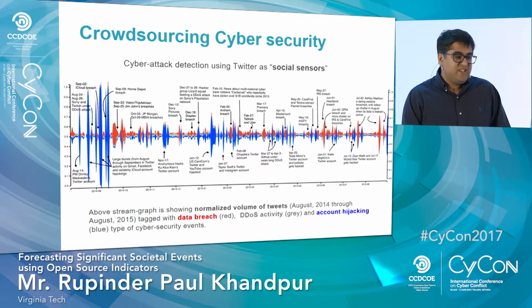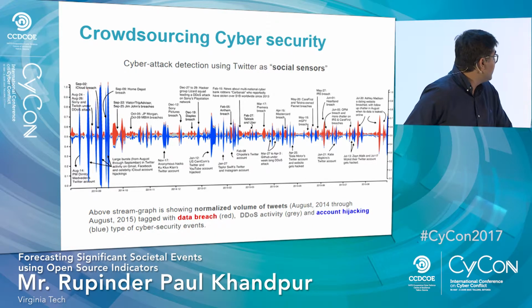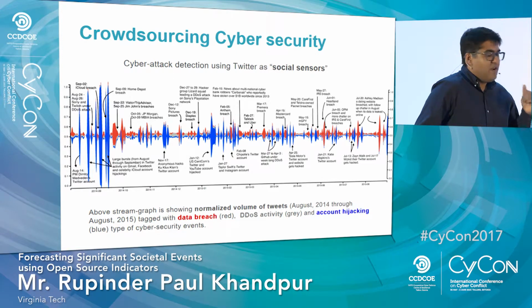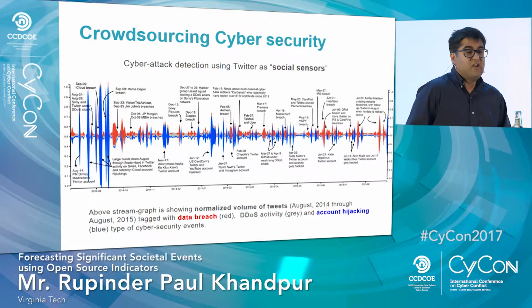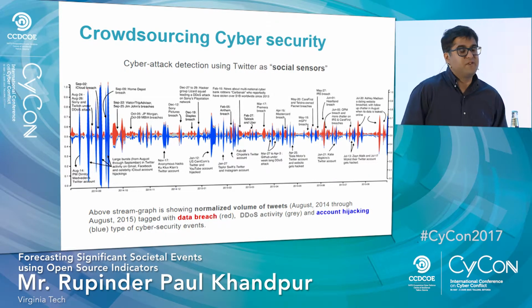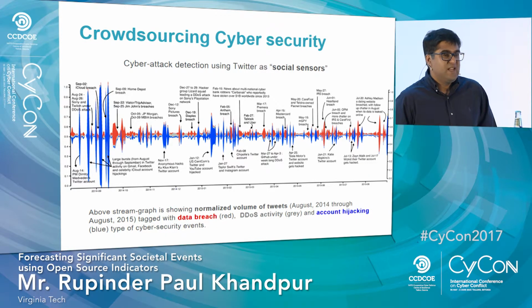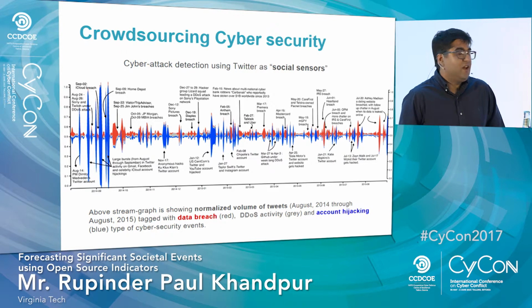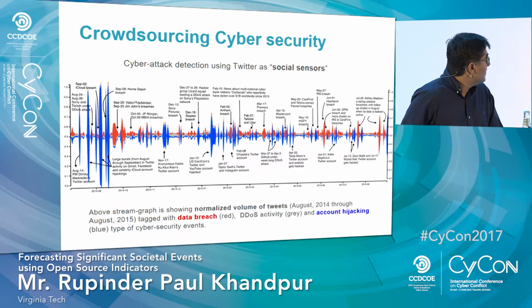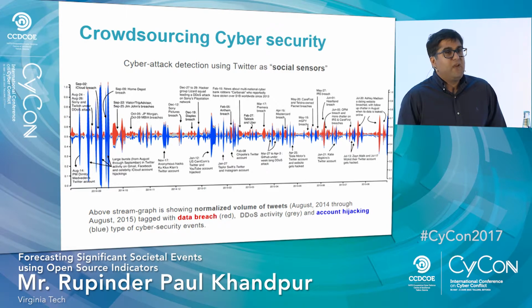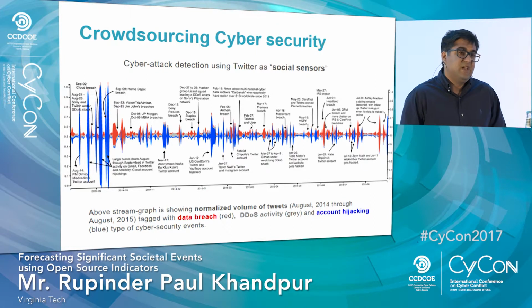And in this case, you'll see the first blue spikes here are actually related to the account hijackings that happened for the iCloud accounts of celebrities in US early in 2014. And then all the way towards the end, you'll see big red spikes about the data breach events that happened to a dating website in Canada called Ashley Madison. And I'll talk more about that particular case study.